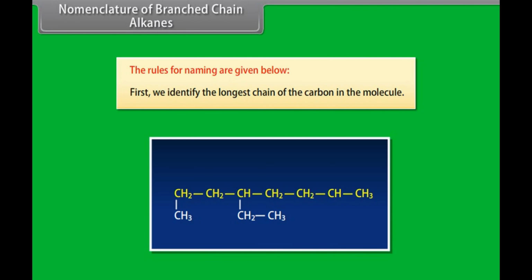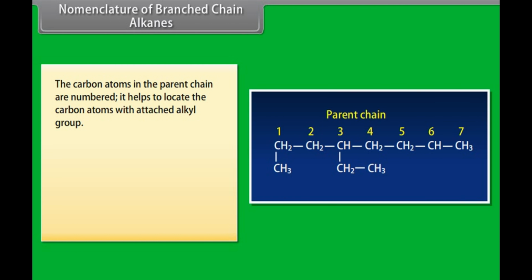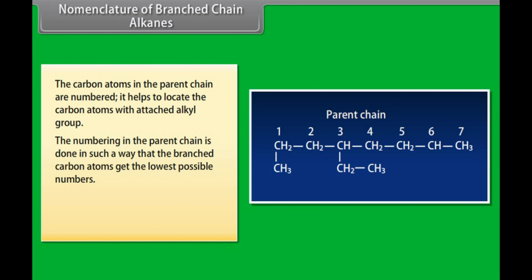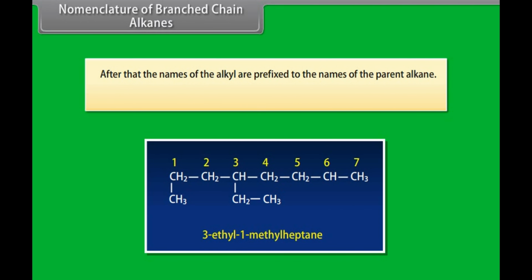First, we identify the longest chain of carbon in the molecule. The carbon atoms in the parent chain are numbered. It helps to locate the carbon atoms with attached alkyl groups. The numbering in the parent chain is done in such a way that the branched carbon atom gets the lowest possible numbers. That means the numbering in the given carbon chain is from left to right. After that, the names of the alkyl groups are prefixed to the name of the parent alkane. Thus, the name of the given organic compound is 3-ethyl 1-methyl heptane.